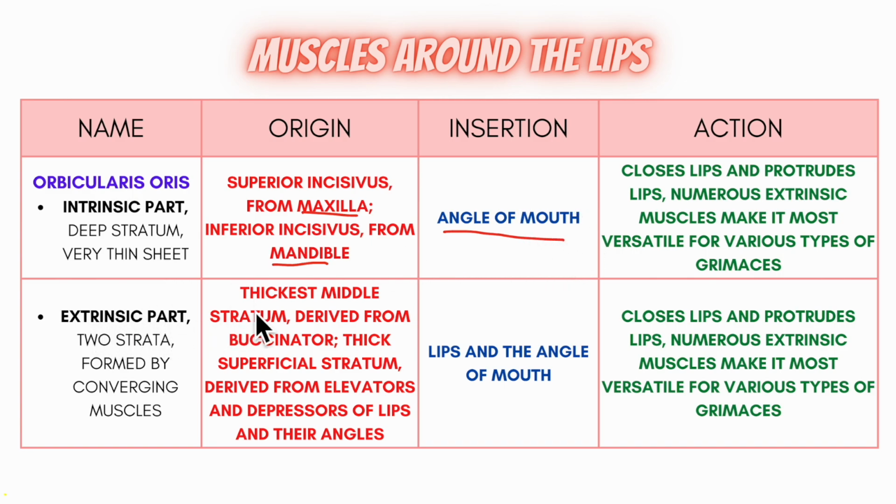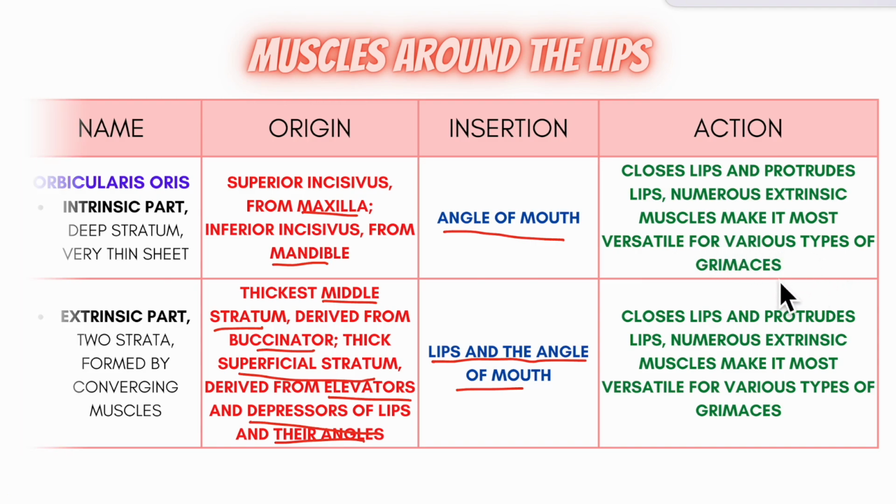Now, the extrinsic part has a thickest middle stratum and a thick superficial stratum. The middle stratum is derived from the buccinator muscle. The superficial stratum is derived from elevators and depressors of the lips and their angles. Now, the insertion is at the lips and the angle of the mouth. Now, the action of orbicularis oris muscle as a whole is that it closes the lips and protrudes the lips, and numerous other extrinsic muscles make it versatile for various types of grimaces.